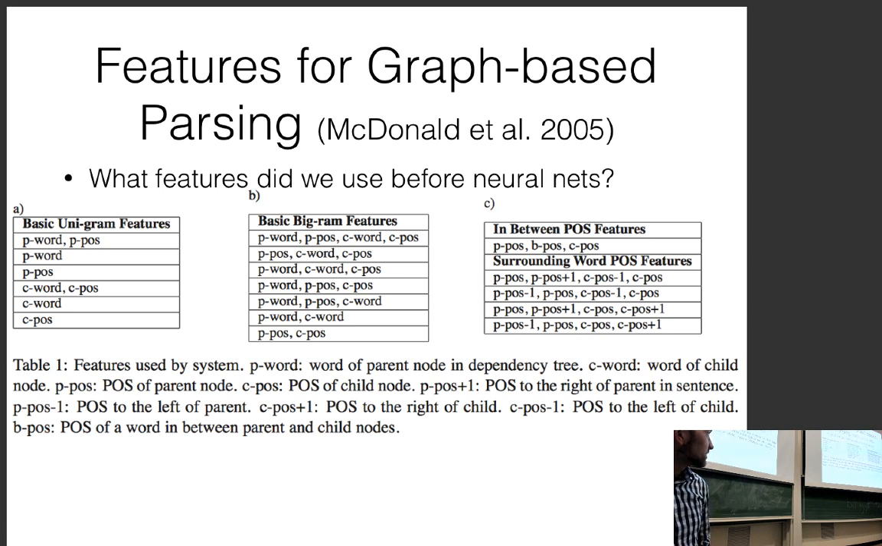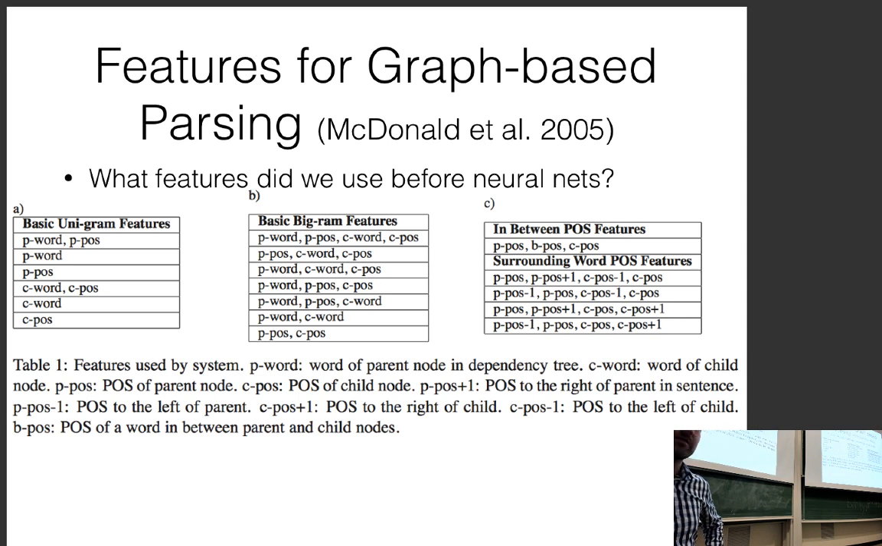So you have things like unigram features, which are the part of speech tag of the word, the word for the parent, the part of speech tag for the parent, combined together, or just the word, or just the part of speech tag. The word for the child, the part of speech tag for the child. And then they also have bigram features, which consider the parent and the child, etc. Actually, this says big-gram features. I kind of like that better than bigram. And then also features about the surrounding words, etc.